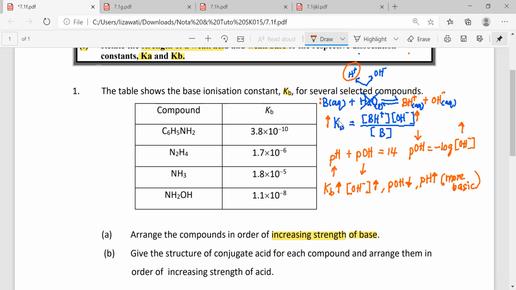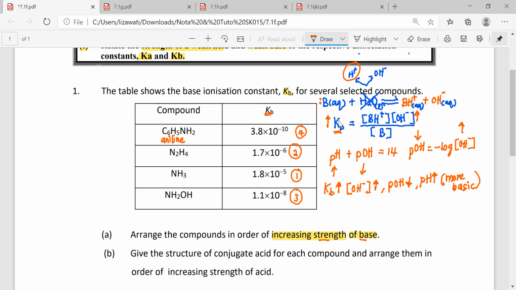For this question, we have to arrange in order of increasing strength of base, so we have to refer to the Kb values. The strongest here should have the higher value of Kb, which means the strongest here is NH3. This is number 1. Next is followed by N2H4, then NH2OH. And the weakest here is C6H5NH2, the name here is aniline. This is number 4.